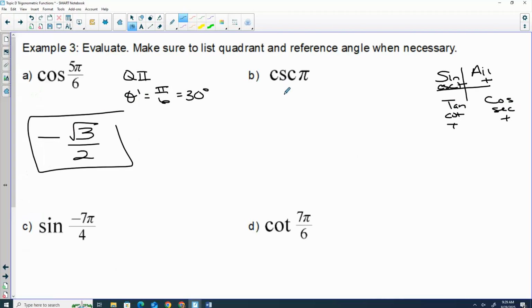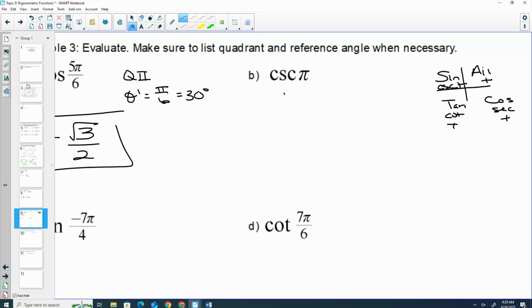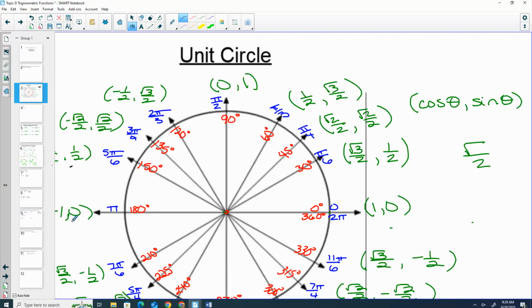Alright, cosecant of pi, so that's the reciprocal of sine. You can think about your unit circle. Sine was 0. What's the reciprocal of 0?